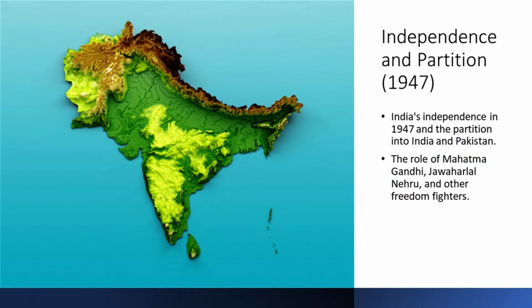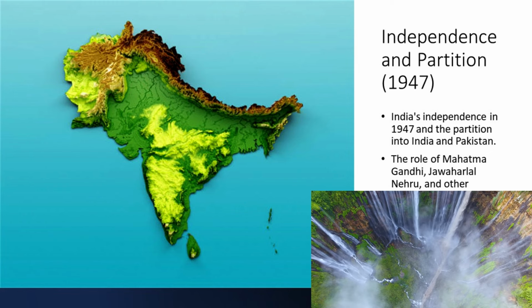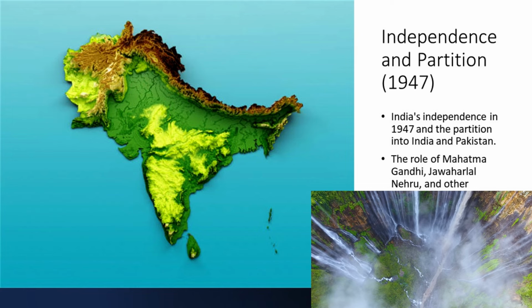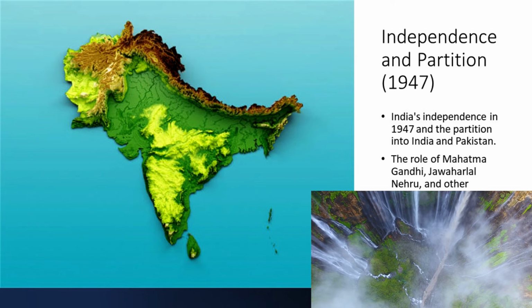Slide 4, Independence and Partition, 1947. 1947 is a watershed year in India's history, as it marks the end of British colonial rule and the beginning of a new era. India's struggle for independence, led by figures like Mahatma Gandhi, Jawaharlal Nehru, and others, culminated in freedom from British rule. The attainment of independence was a moment of immense pride for the Indian people, who had long aspired to determine their own destiny.